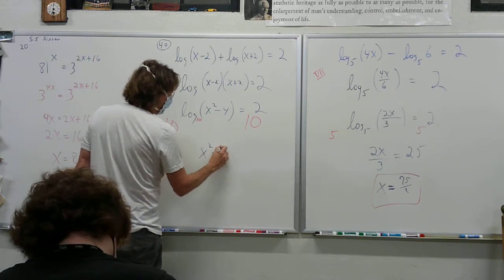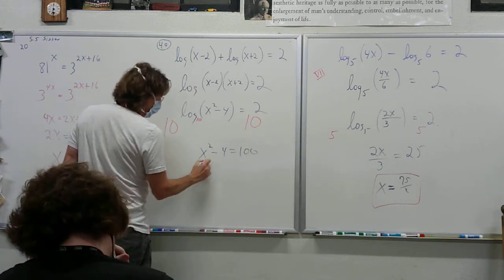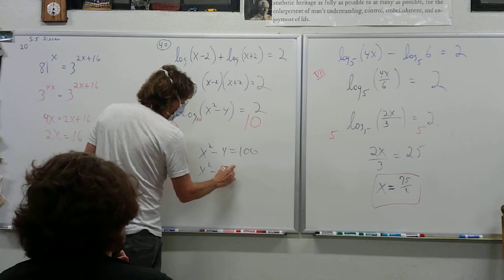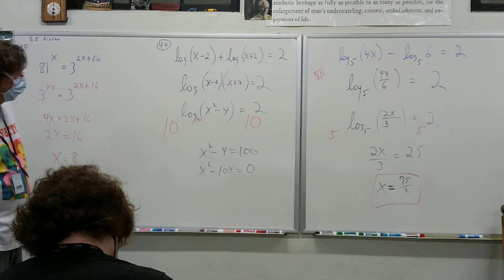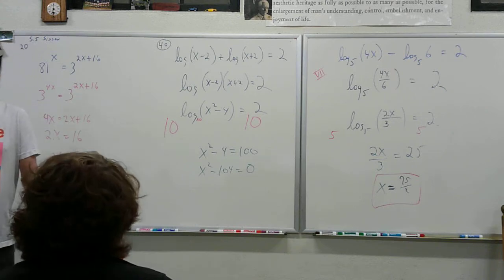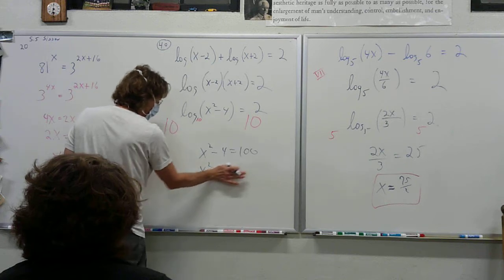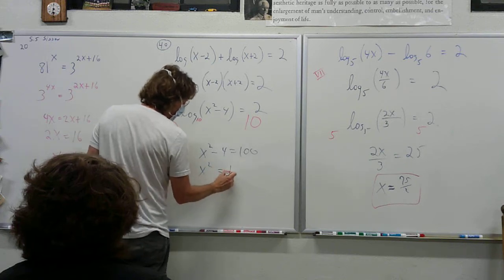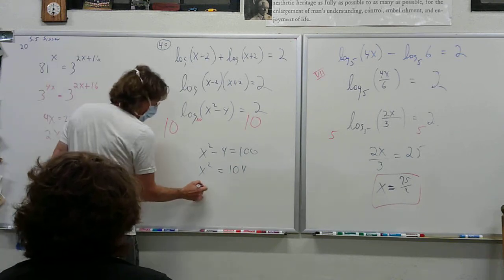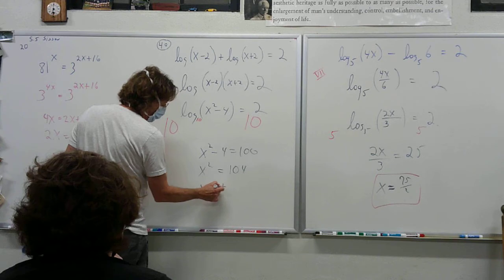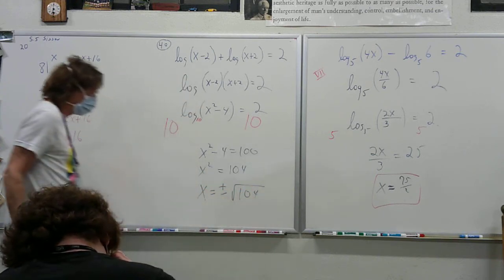X squared minus 4 equals 100. X squared minus 104 equals 0. Or you could do what? X squared equals 104. I like that better anyway. That way, x squared equals what? 104. So x equals the positive or the negative square root of 104.